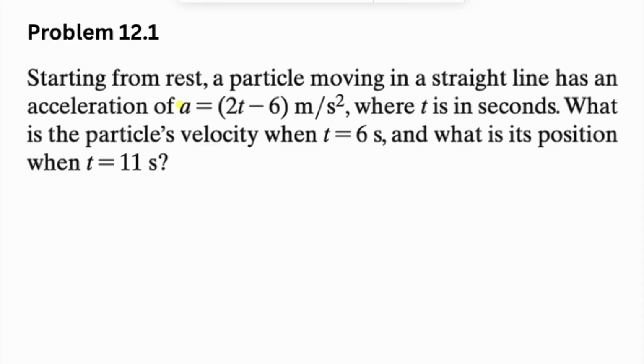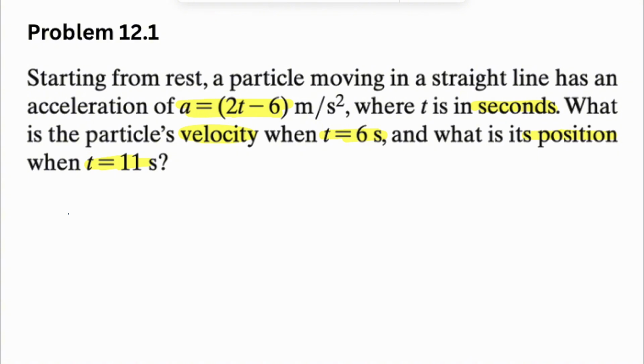And the first question is: starting from rest, a particle moving in a straight line has an acceleration of 2t minus 6 meters per second squared, where t is in seconds. So we have the unit for the time, and what is the particle's velocity? We need to figure out the velocity when t is equal to 6 seconds, and also the position when the time is 11 seconds.